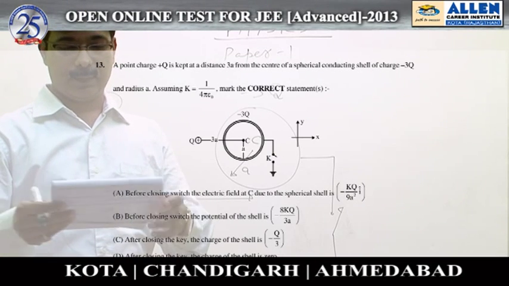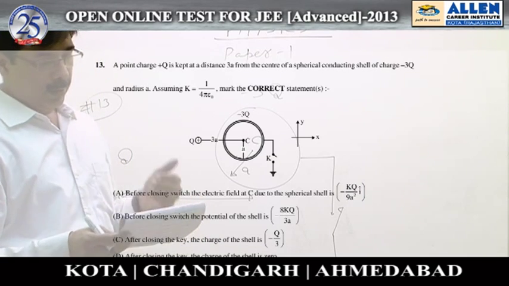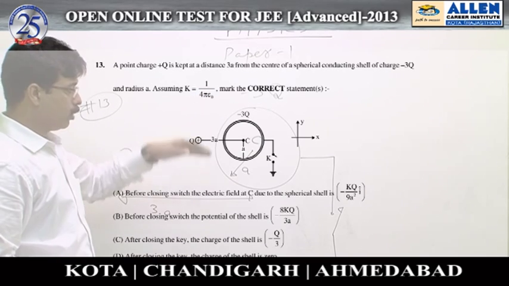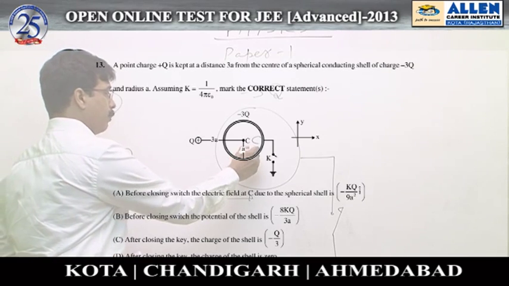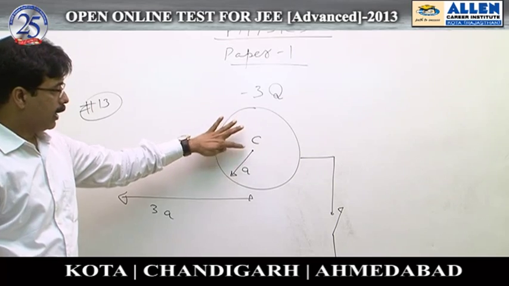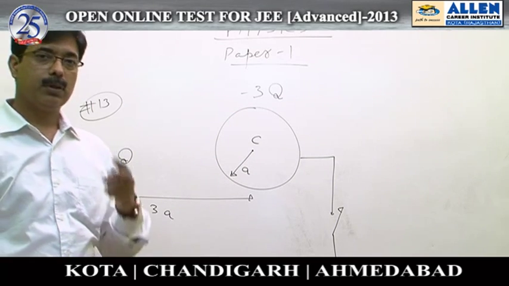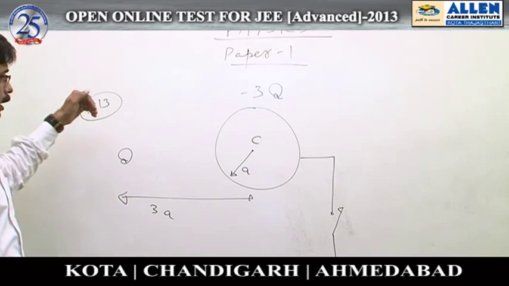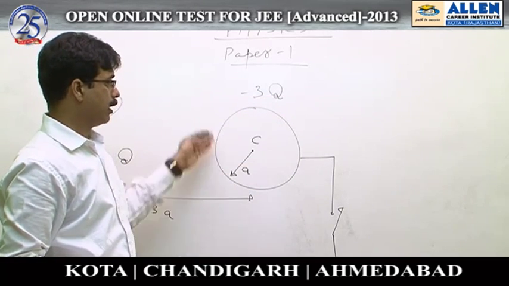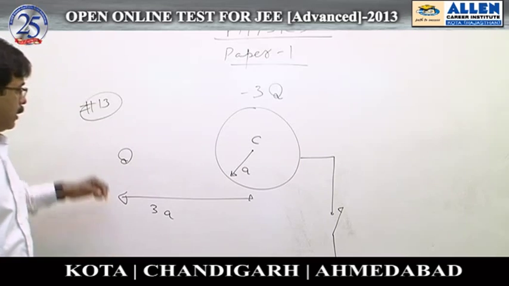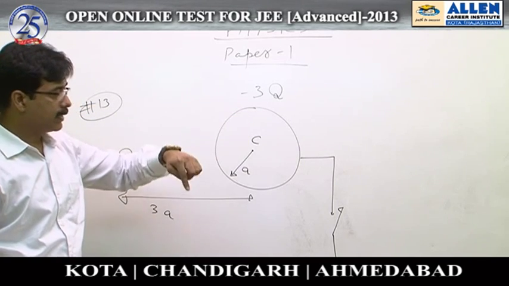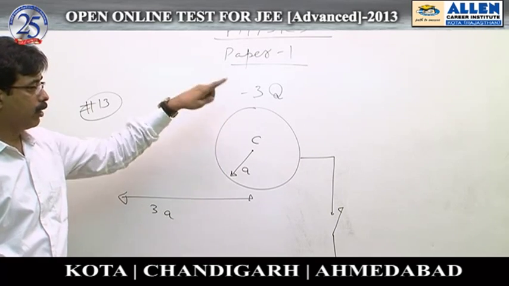Question number 13. Here we have been referred to a conductor, and we know that the resultant field at point C should be 0. The resultant field at C has contributions from two sources: one is the external charge Q, and the other is the charge appearing on the outer surface of the shell. So, the field created by external charges at point C is being cancelled by the charges appearing on the outer surface.